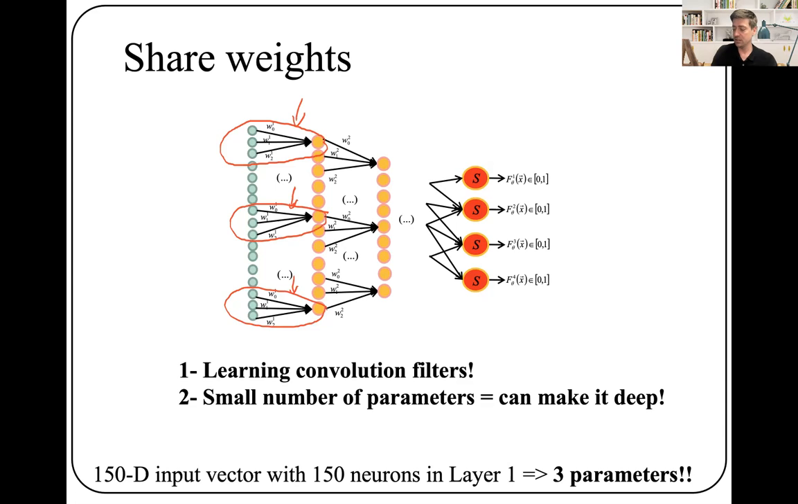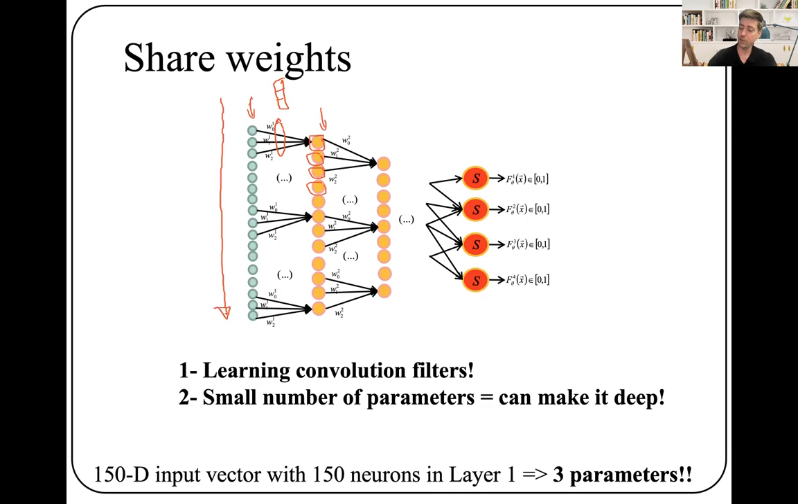Okay, so the operation of computing the value for each neuron in this layer from the values of the neurons in this layer is simply, in this case, applying a 1D convolution. So we're going to consider these weights as a convolution filter of size 3, and it's as if we're moving this convolution filter along the first layer to generate the output at the second layer.